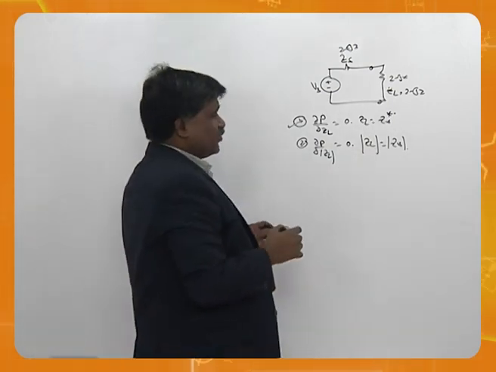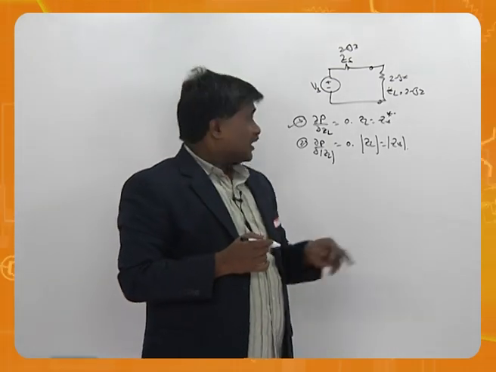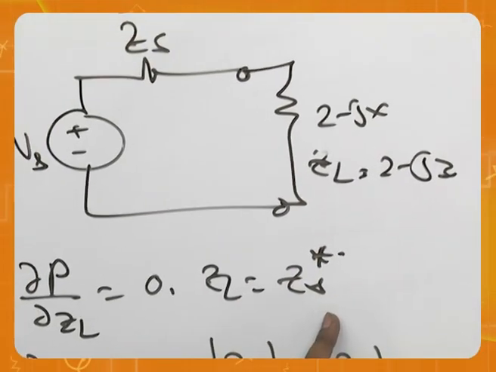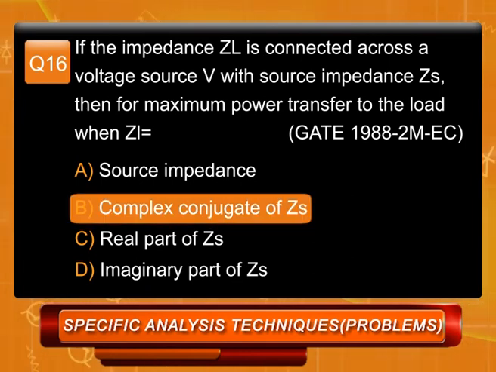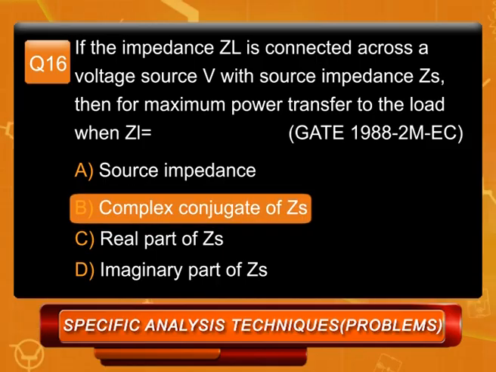So we are now in this problem, very simple. Complex conjugate of source impedance. That's why answer is B. No calculation is involved here. It is a concept based question.